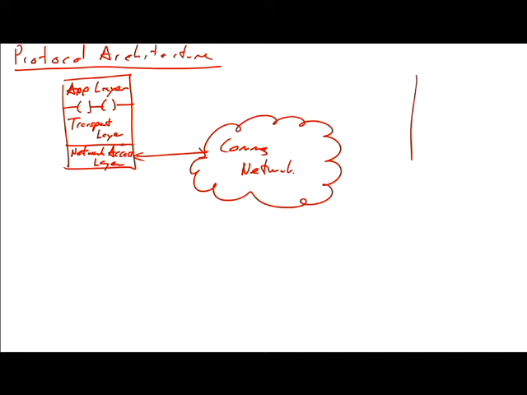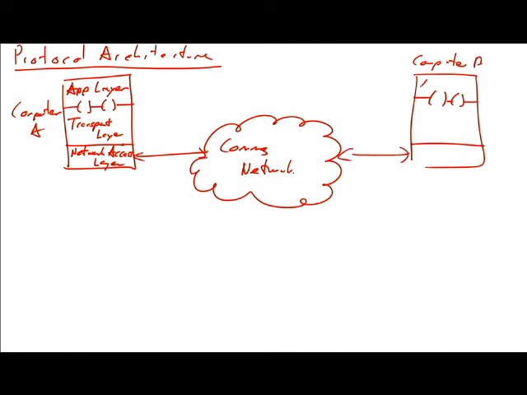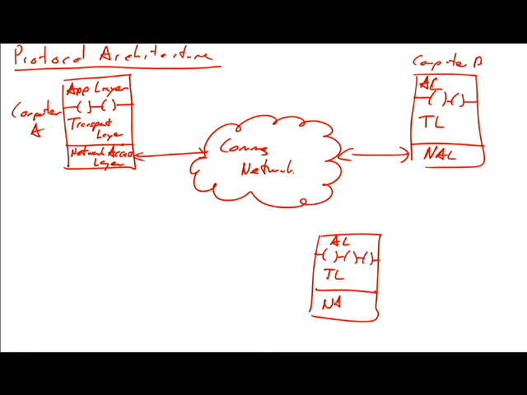And then in turn, let's say that's computer A, that's computer B, right? And that's application layer. That's transport layer, network access layer. And then let's say we have, again, another computer here. Let's say this has three ports. Application layer, transport layer, network access layer.